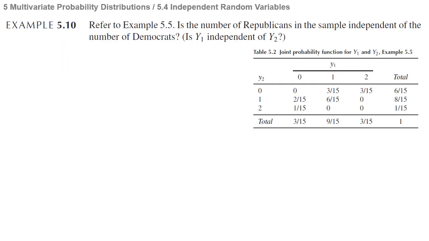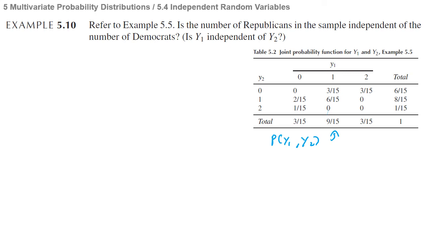Okay, let's move on to example 5.10. Refer to example 5.5. Is the number of Republicans in the sample independent of the number of Democrats? Is Y1 independent of Y2? The joint probability distribution p(y1, y2) is described in this table.